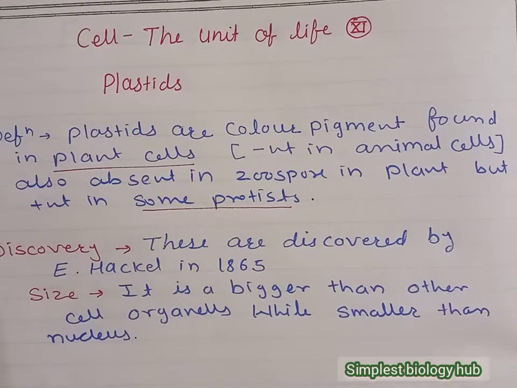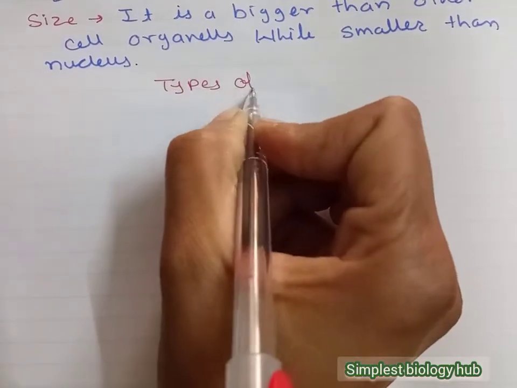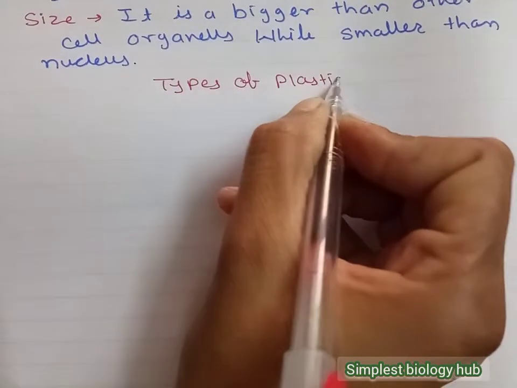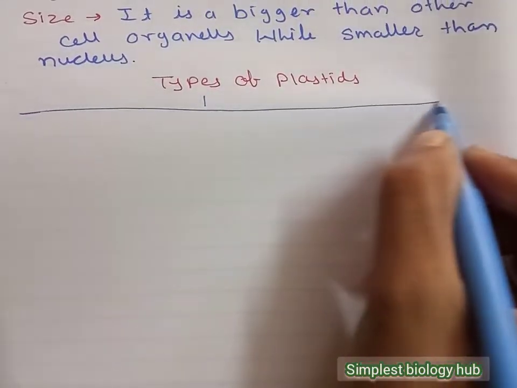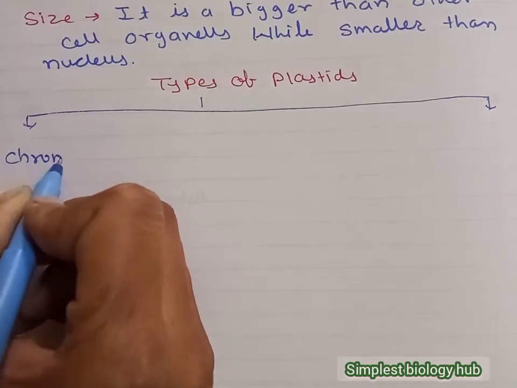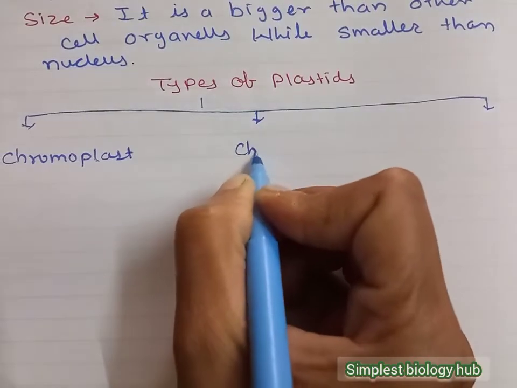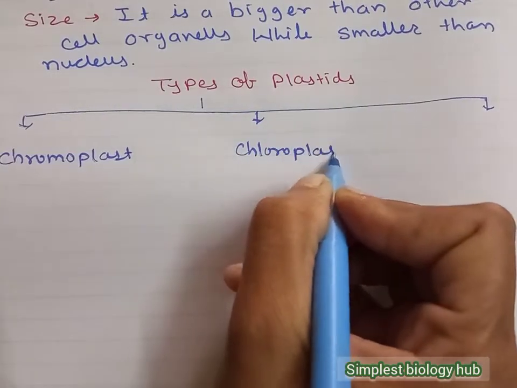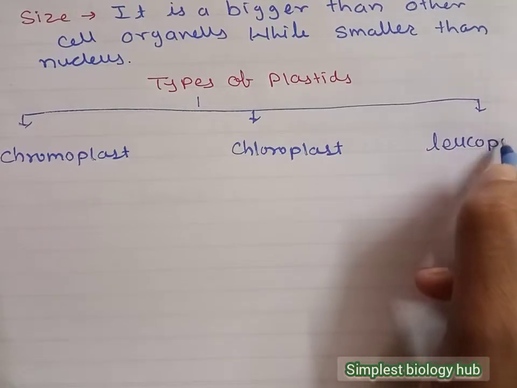Now we talk about the types of the plastid. Mainly plastids are divided into three types depending on what type of pigment is present in them, their location and their function. The first type is chromoplast, the second one chloroplast, and the third one leucoplast.